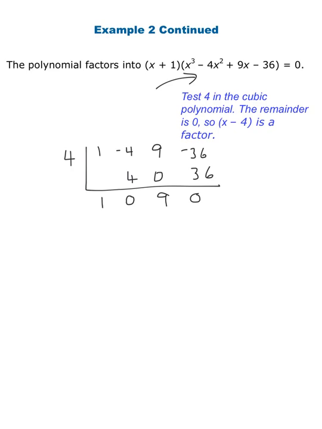So what do I have now? So that means x minus 4 is a factor. So what do I have? I have x minus 1, which I already tested, x minus 4, and then I have, remember this, so I need to write this as an equation, so it's going to be x squared plus 9 is equal to 0. So that's what I have.